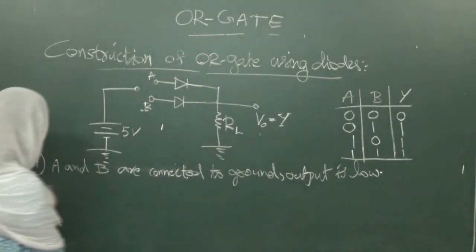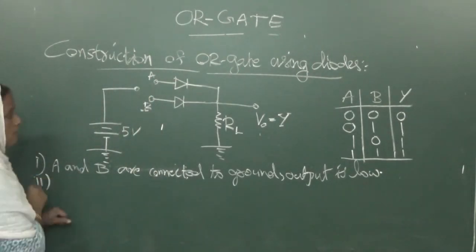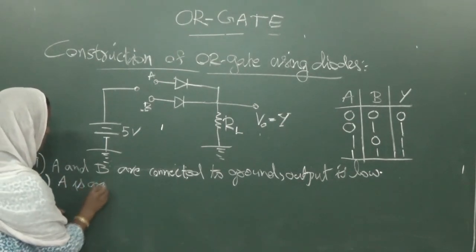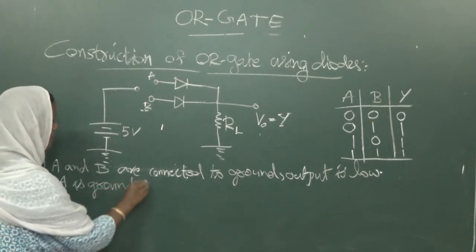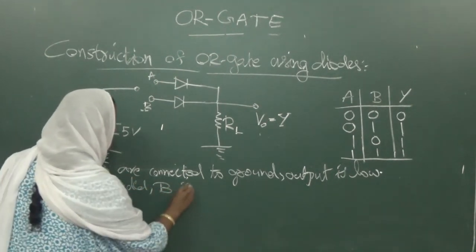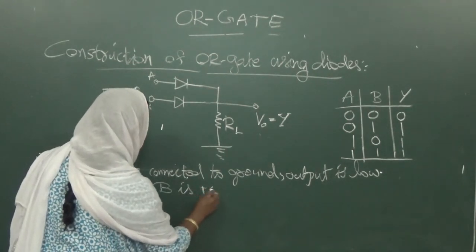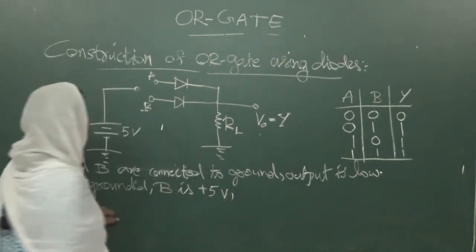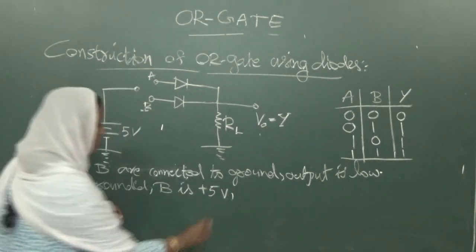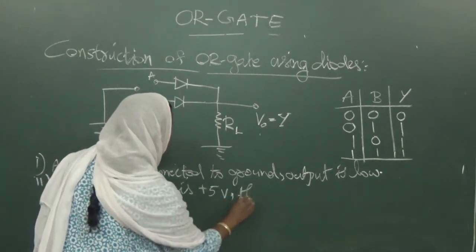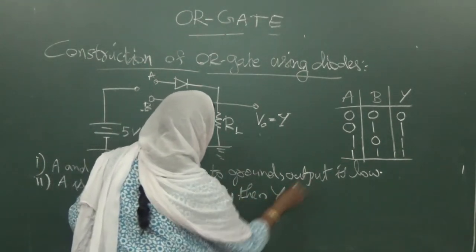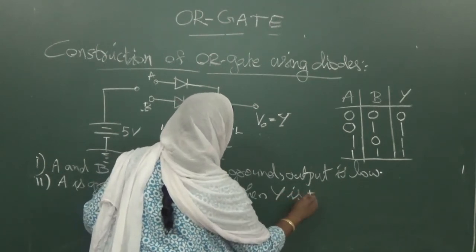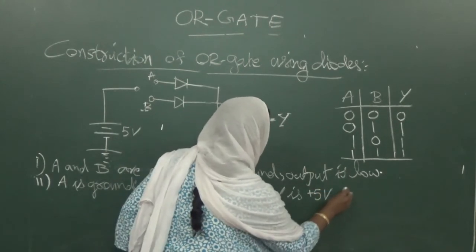So we can write all this here. The second case. In the second case, A is grounded, B is plus 5 volt. Then Y output, Y is plus 5 volt or high.